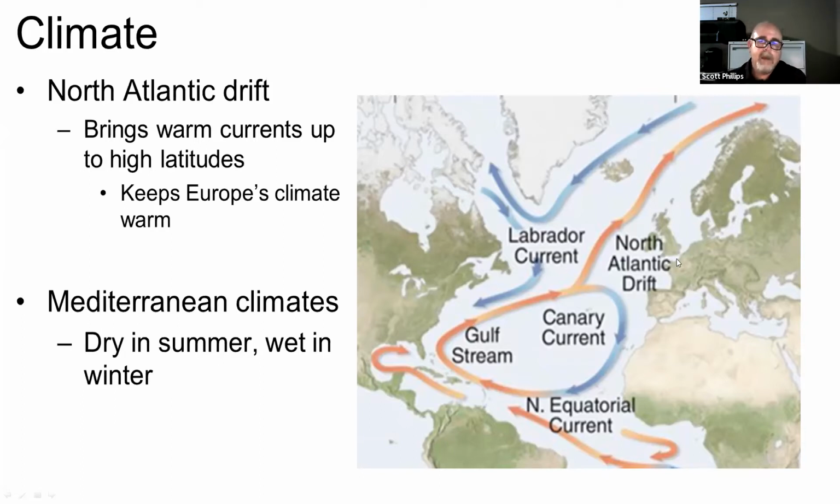And then the other thing we talked about is that we have Mediterranean climates in Southern Europe, or what we call Mediterranean Europe, along the sea here, which are dry in the summer and wet in the winter, like California.